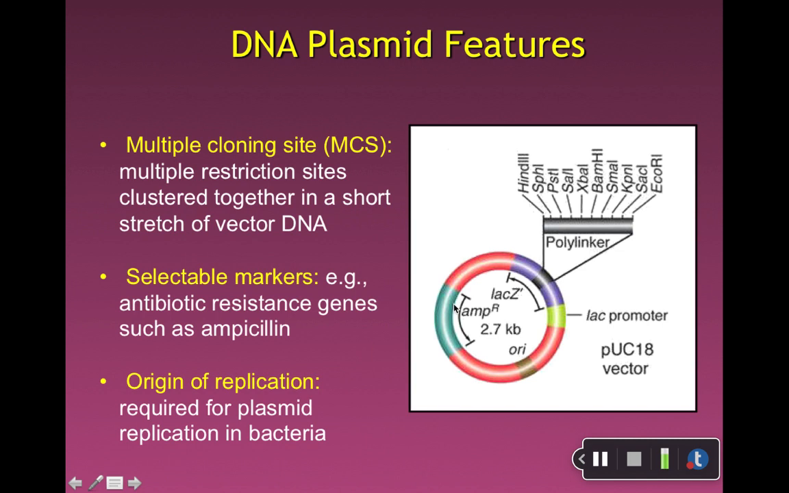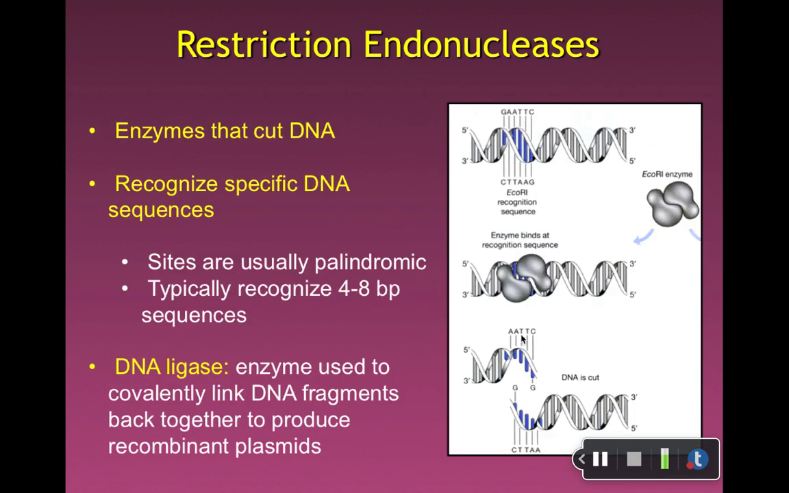Plasmids often have selectable markers. So for example, this region right here codes for ampicillin resistance. We'll talk about that in just a bit. And also, again, they should have an origin of replication so that the plasmid will be replicated along with the main chromosome within bacterial cells. So again, those are just some general features of plasmids that are used as vectors.